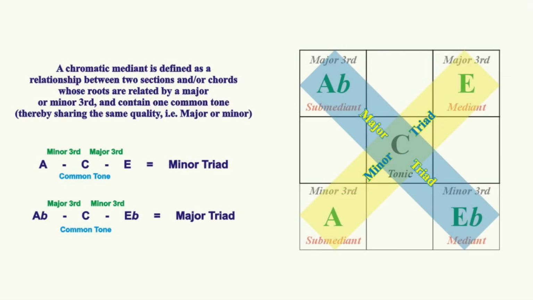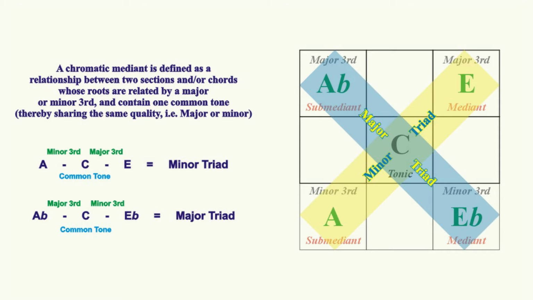This graphic is just a visual representation of our definition. We'll begin by using the tones from a simple C major scale as a reference. Looking at the diagonals, we see that the root of the submediant, A natural, is related to the common tone C natural by the interval of a minor third, while the root of the mediant E natural is related to the common tone C natural by the interval of a major third.